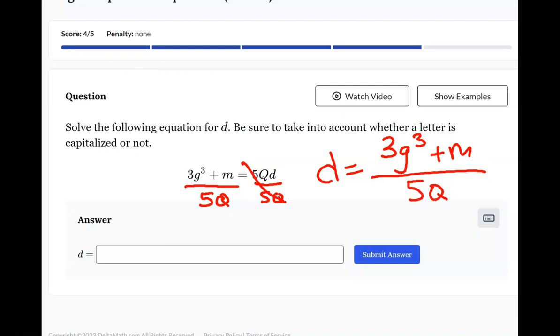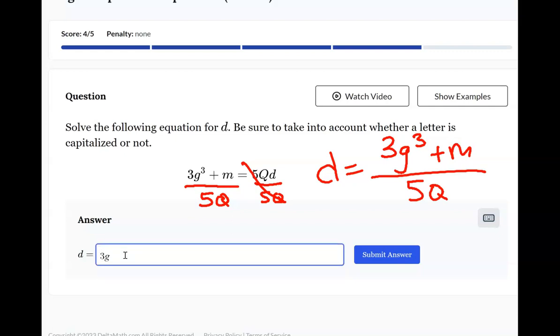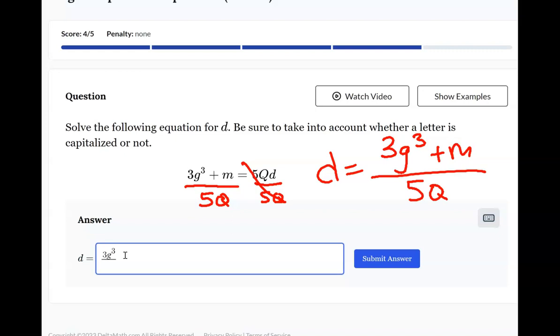And that's how I'm going to type it in my answer box here. I'm going to type 3g cubed. And I'm actually going to type my division sign now. Whoops. 3g cubed, arrow out, division sign now. And then I'm going to go back up so that the entire numerator will be 3g cubed plus m. And I'll type 5q in the denominator.